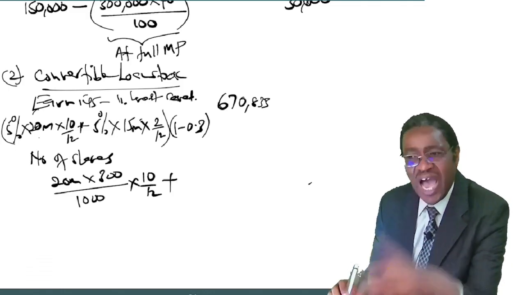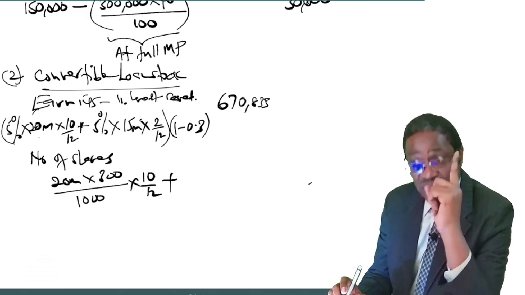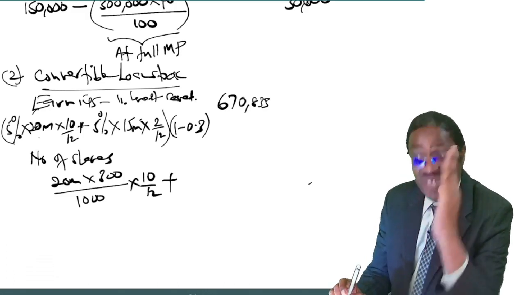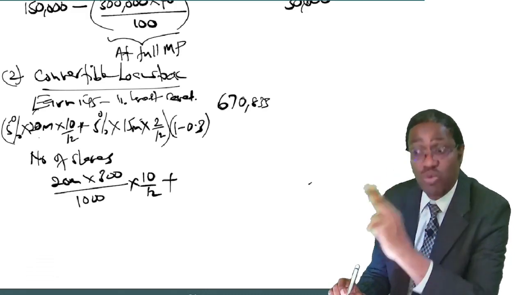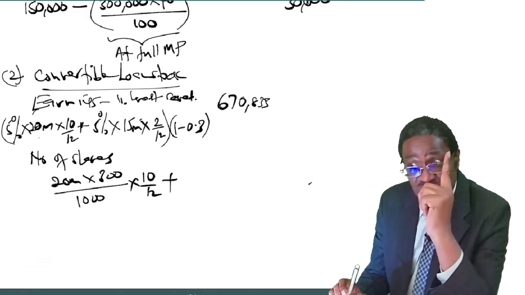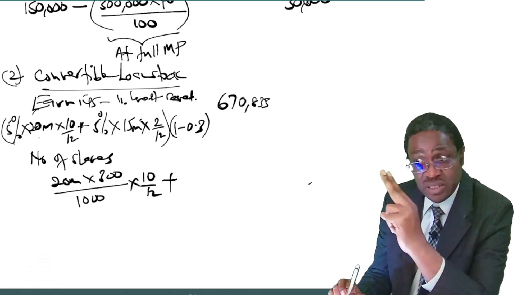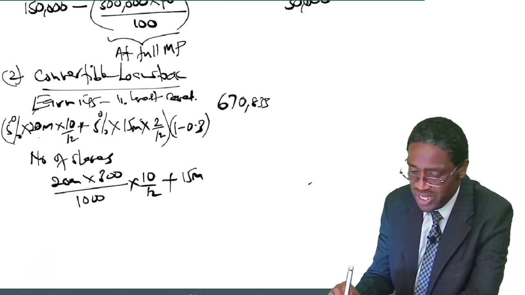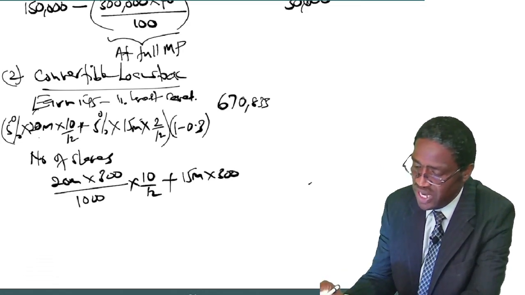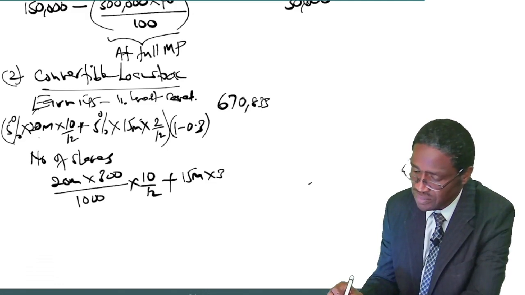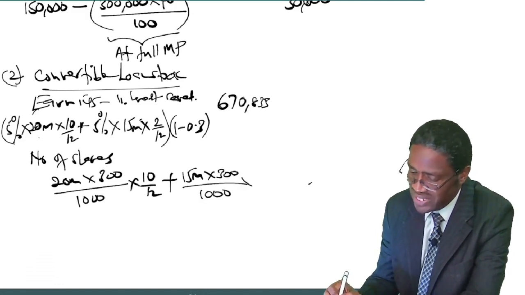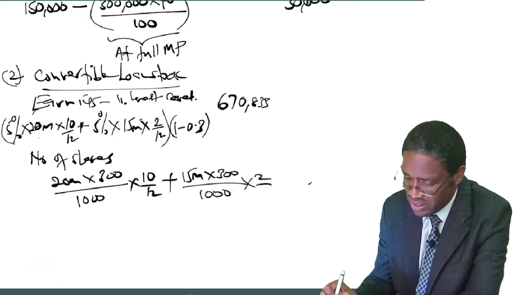Plus, after 10 months, 5 million converted, so we are remaining with 15 million. 15 million remained potential for 2 months. For every 1,000 shillings, you get 300 ordinary. What about for 15 million? It will be 15M times 300, divided by 1,000. But again for them, for 2 months.